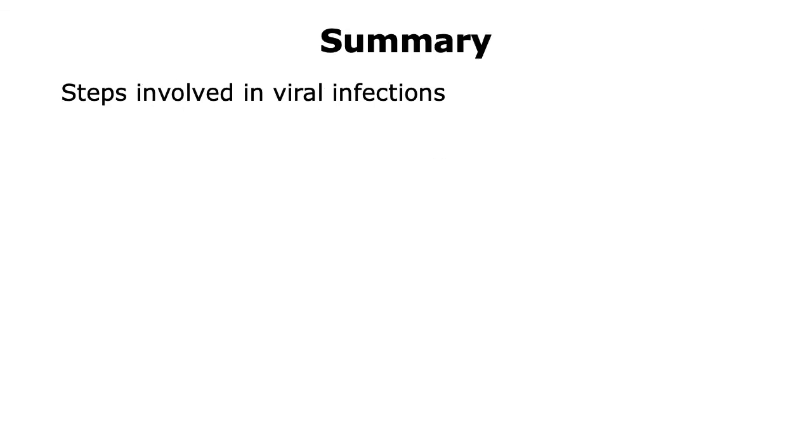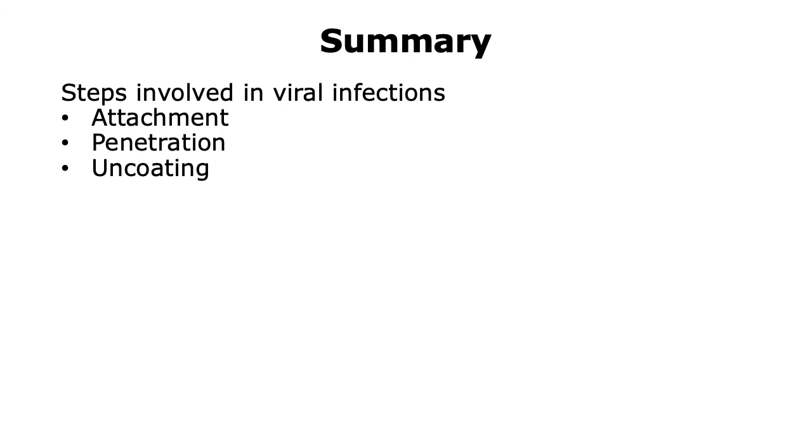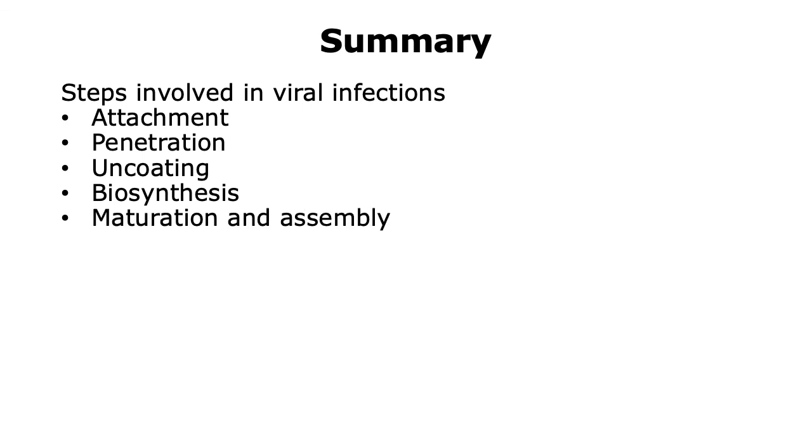With this, we come to the end of our talk, where we learned about the different steps involved in viral infections. These include attachment of the virus to the host cell, penetration of the virus into the host cell, uncoating of the protein capsid to allow nucleic acids to have access to the host cell, biosynthesis of the viral genome as well as different proteins that are needed to assemble new virions, the maturation and assembly of the new virions, and finally, the release of the virions from the host cell.